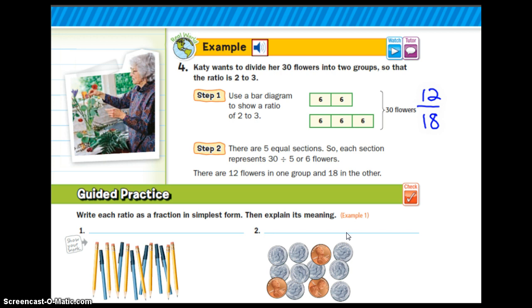There's the bell again. And we know that this is divisible by 6, so it simplifies to 2 to 3. So again, we knew that it was 30. And in this case, we have 5 equal sections. So this is flowers group 1, flower group 2, and our total. Please do the guided practice. Pause the video.